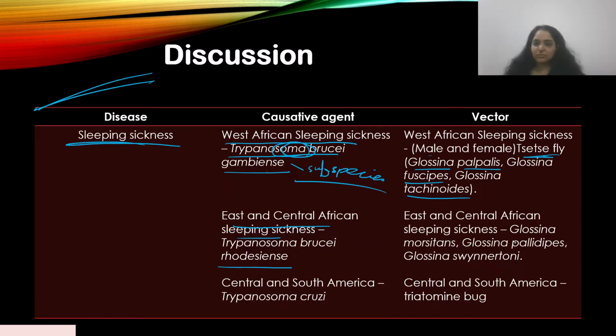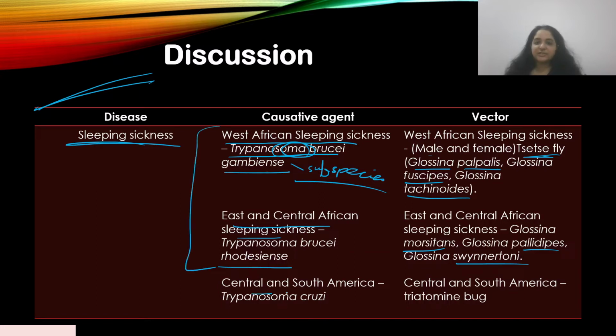Okay, so there again the vector is tsetse fly, but there's a different species. Okay, so there are 3 different species that are involved. Okay, it's the species that changes. All right, so you have, these are African sleeping sickness.